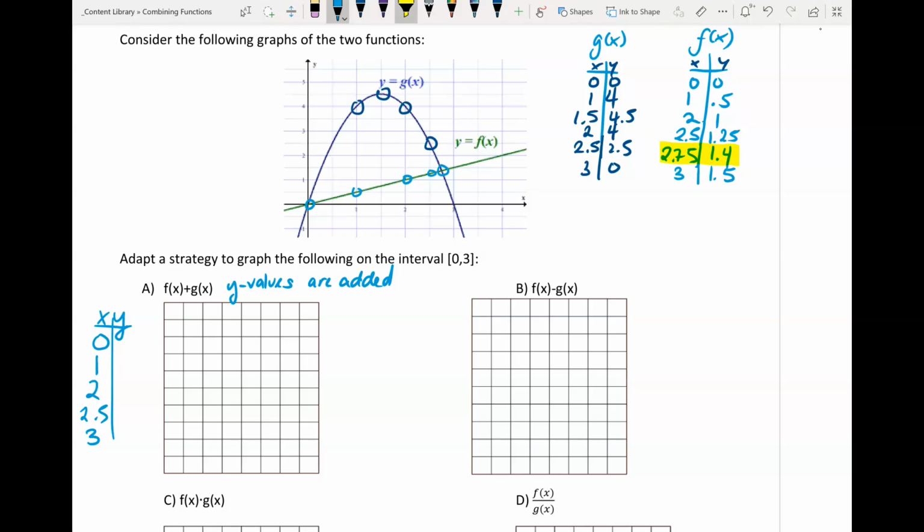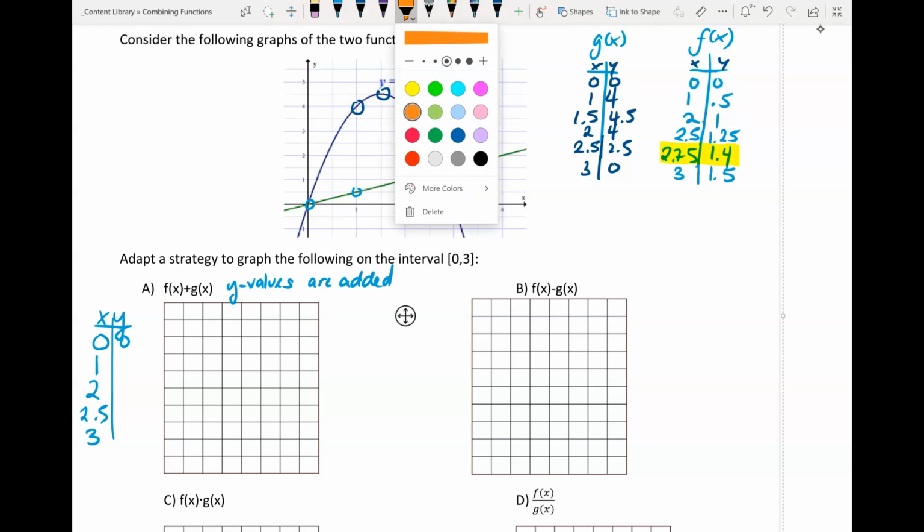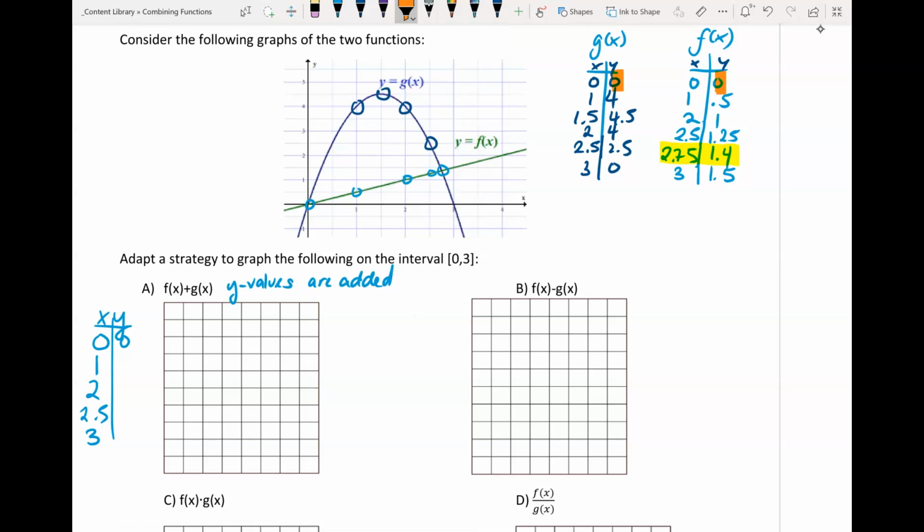So if we look at our y values, f of x has a y value of 0 at x equals 0. So that would be 0 plus 0, and then 0.5 plus 4, which is 4.5, then 4 plus 1, and at 2.5 we'll do 1.25 plus 4, and lastly 0 plus 1.5, which is 1.5.